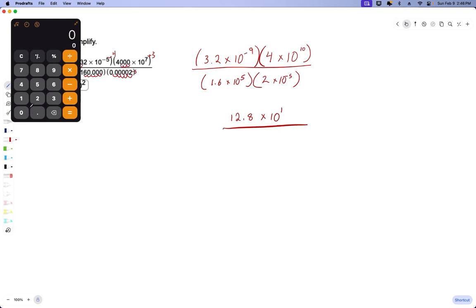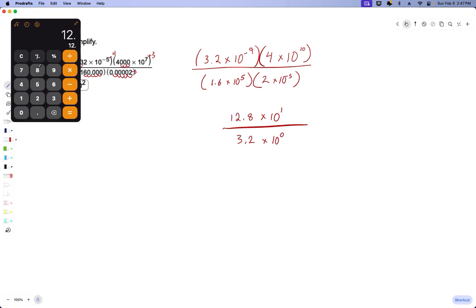And then I've got 1.6 times 2. So that's going to be 3.2 times 10, and that's positive 5, negative 5. Well, we know 5 minus 5 is 0. So we are going to just leave it like that. We're going to wait until the end of the problem to do anything else. So what I need to do now is divide 12.8 by 3.2.